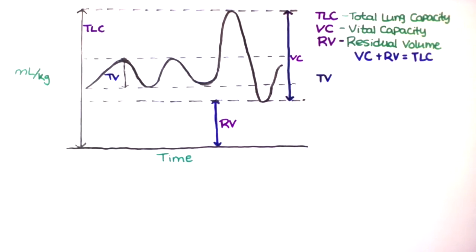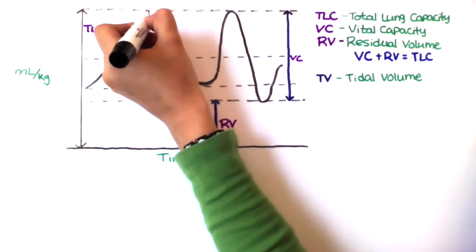Tidal volume is the amount of gas an individual inspires or expires during normal, quiet breathing. So as you sit there breathing normally in and out, that's your tidal volume. It is 7 to 8% of the total lung capacity.